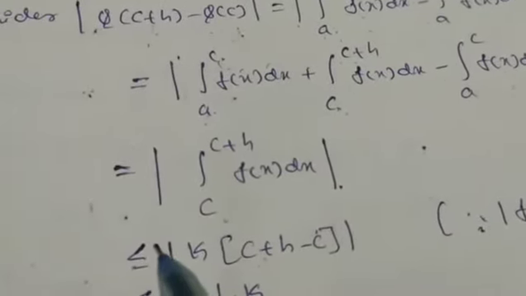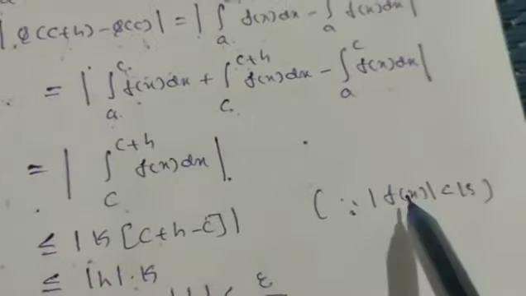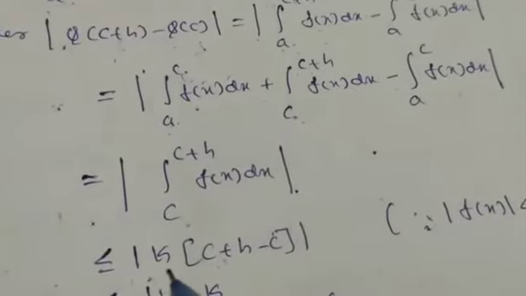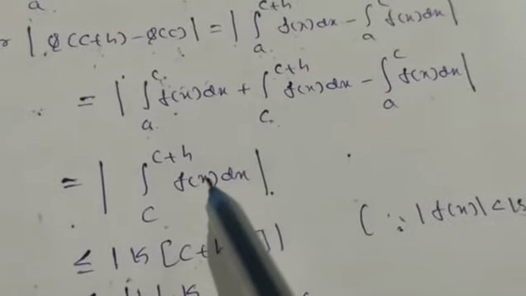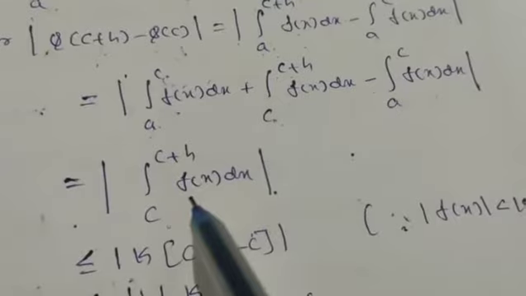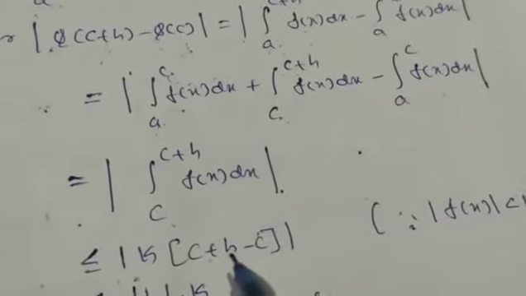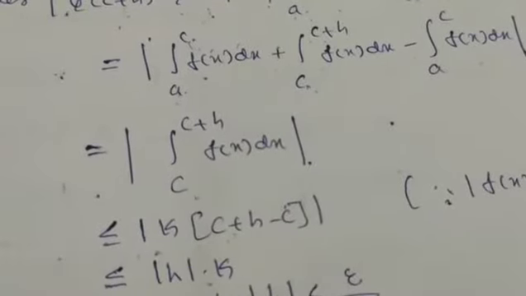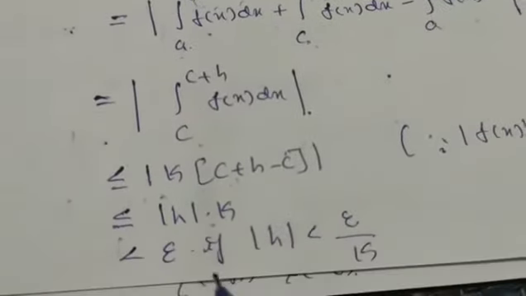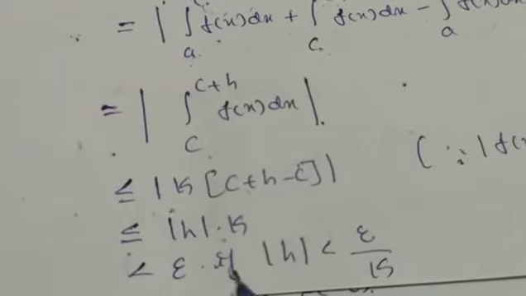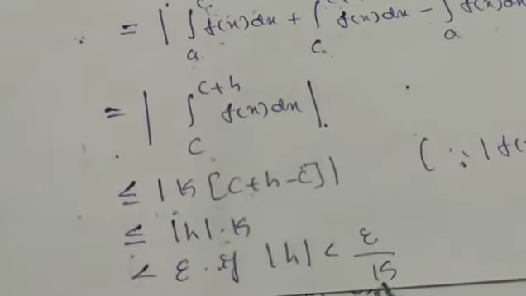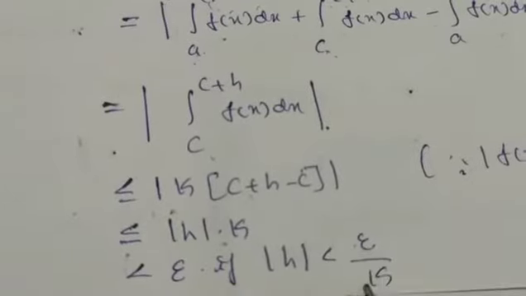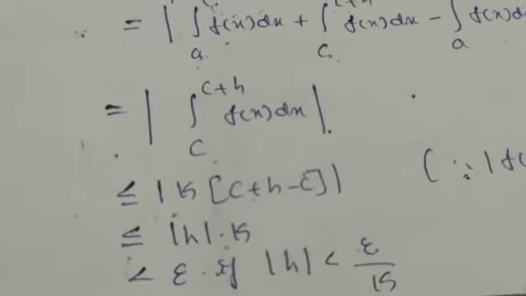We know this is less than or equal to k times the integral of dx, because mod f of x is less than or equal to k. That is upper limit minus lower limit, so c cancels and it is mod of h times k. This is less than epsilon if mod h is less than epsilon by k. Taking mod h less than epsilon by k, k cancels and it is less than epsilon.